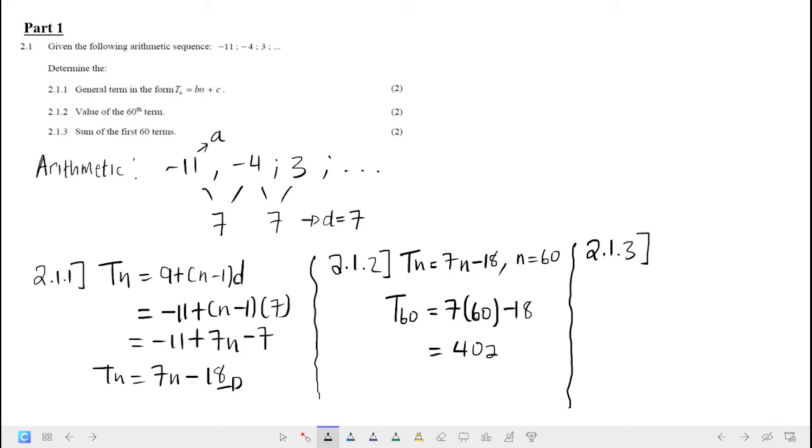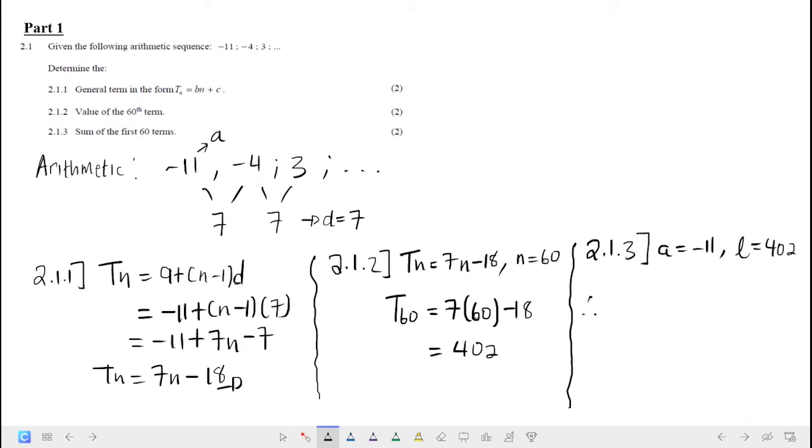Now let's look at the last one, 2.1.3. It says find the sum of the first 60 terms. Here we know that the first term of this sequence was -11, and the value of the 60th term, which is in this case the last term, is 402.